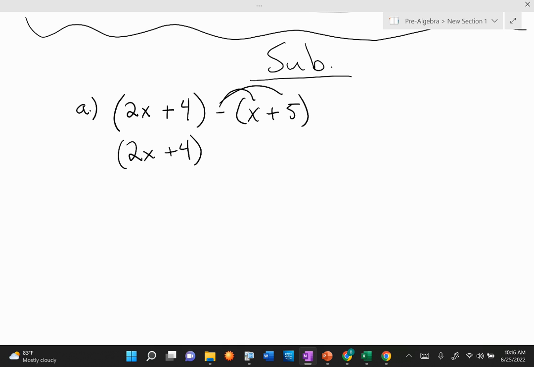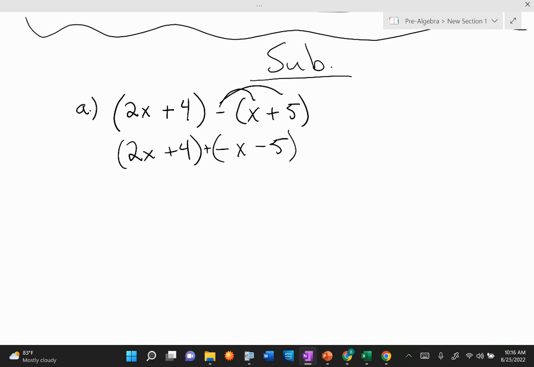And now that I'm distributing this negative x, it's going to look like negative x. And then what's a negative times positive 5? Negative 5. I'm going to group them together. And now what do I need to put in between these parentheses? An addition sign. Okay? So you're changing the subtraction problem to an addition problem by distributing.